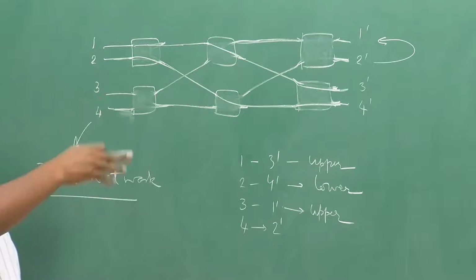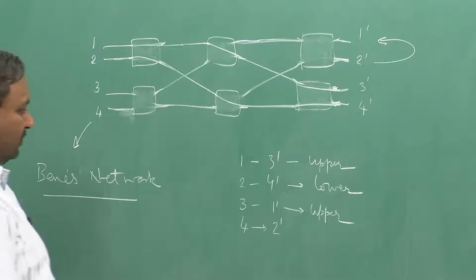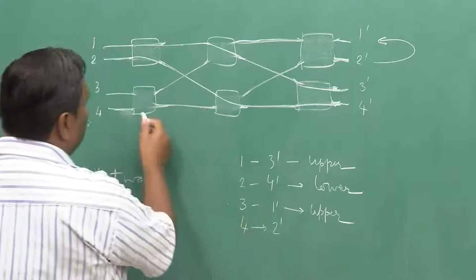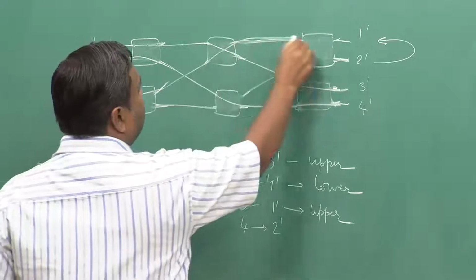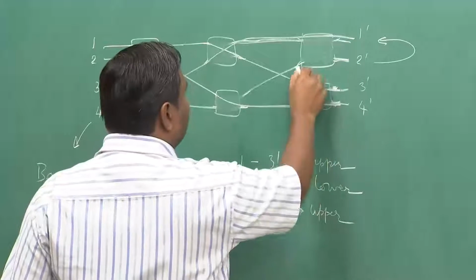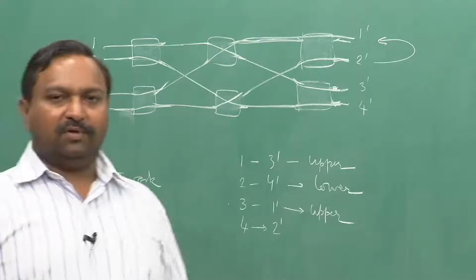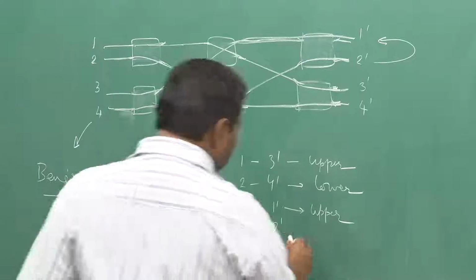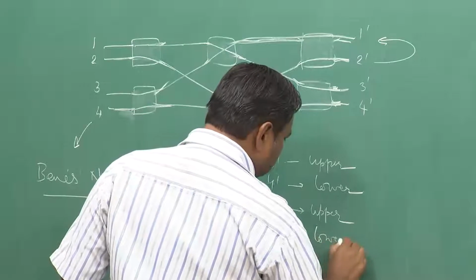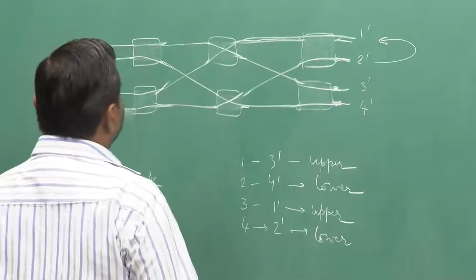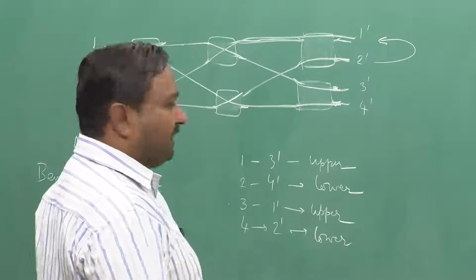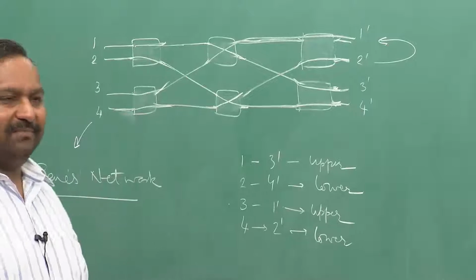So, we will now do it for a larger dimensional switch also. 3 to 1 I will take upper, and then 4 to 2 I have to take the lower one. Connection is set up. Okay. So, you take any combination, this will be feasible. Now, can I make a bigger switch by using the same thing?